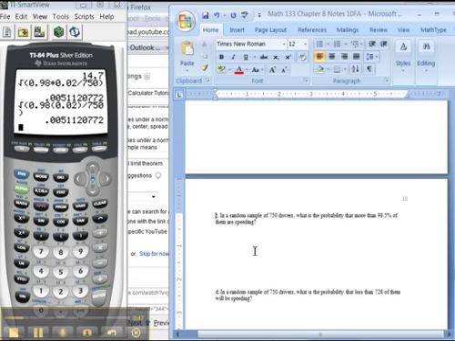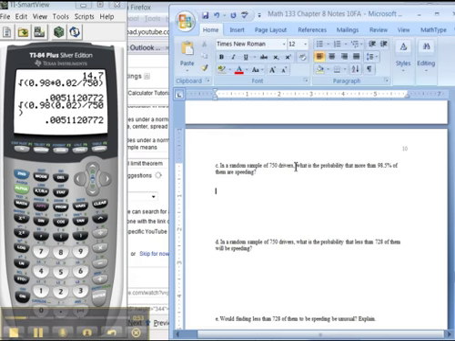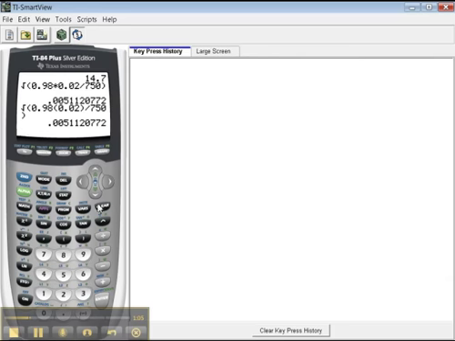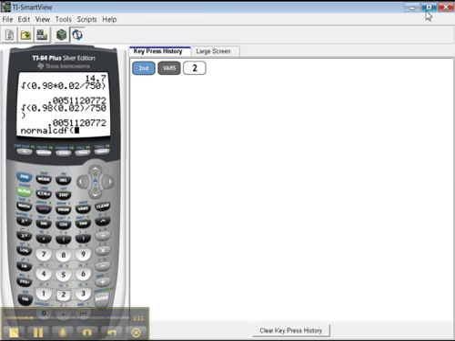Next, here's what we want. What's the probability? That's going to need a calculator. Okay, so in a random sample of 750 drivers, what's the probability that more than, see that? More than means on the right hand side. So we're going to need normal CDF. Let's bring back the keystrokes so you can see here. Alright, second distribution, normal CDF, and they want more than.